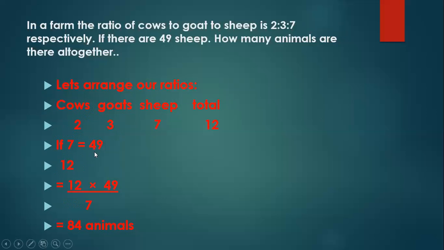So if 7 is equal to 49, what about 12? Then you cross multiply. 12 times 49 over 7. By 7 here is 1, by 7 is 7. And 12 times 7 is 84. So the total number of animals in that farm is 84.